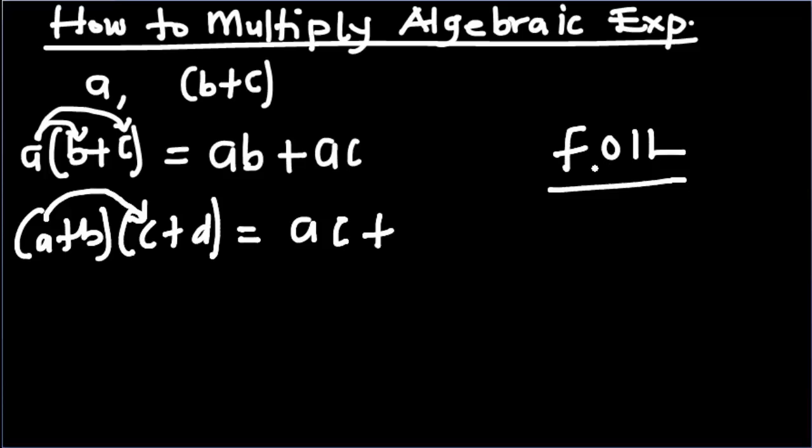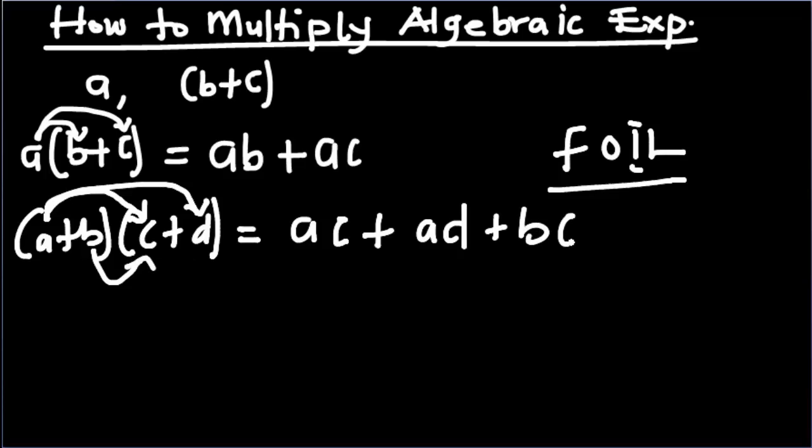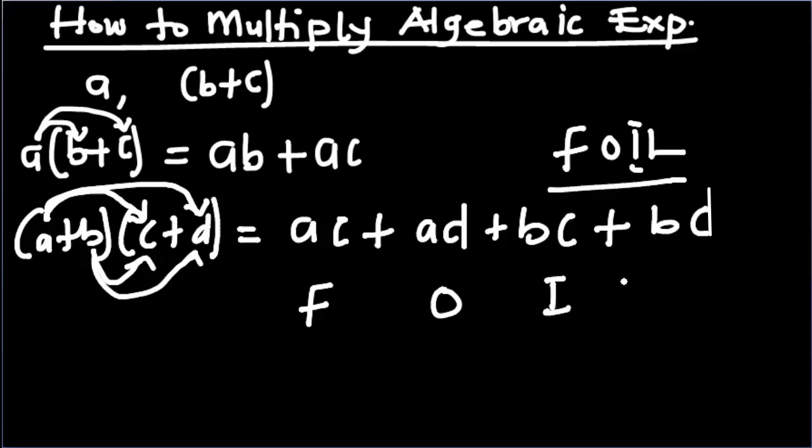plus the O, which is the outer terms. So this also multiplies by that, which gives us ad, then the inner terms, which is the I. So b multiplied by c, we get bc, then plus the last terms, which is the L. So b multiplied by d, we have bd. So we have the product of the first terms, the outer terms, the inner terms, and the last terms. And this can be used to remember the product of two binomials.